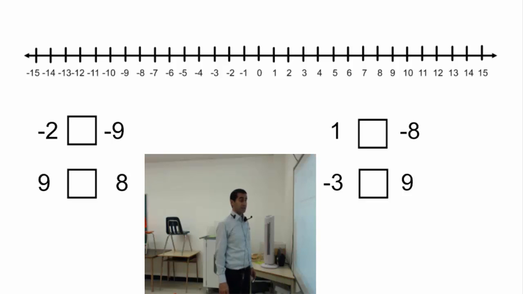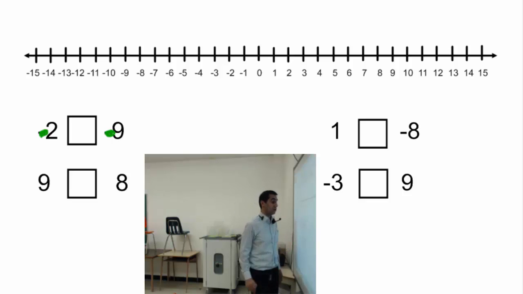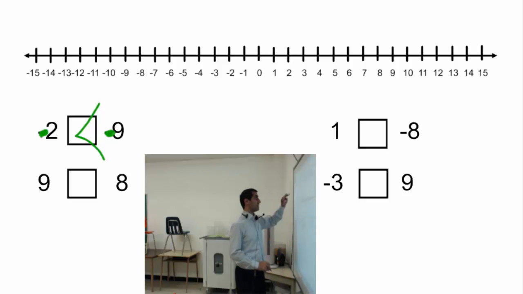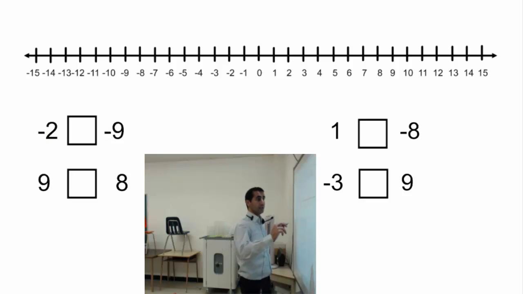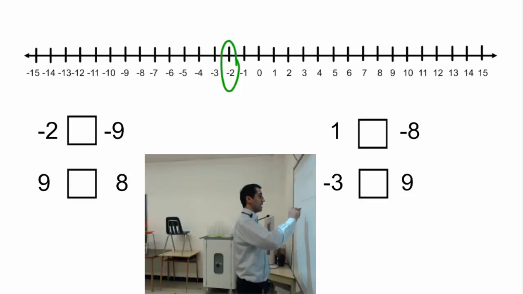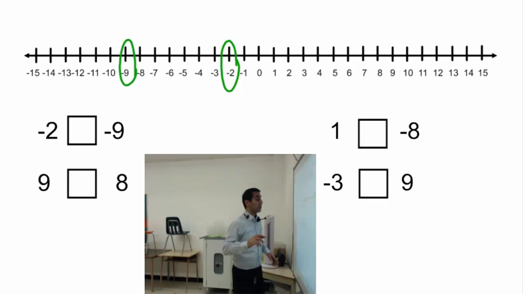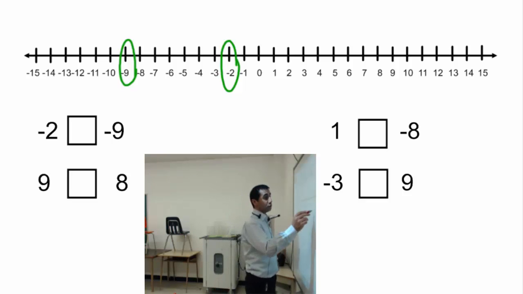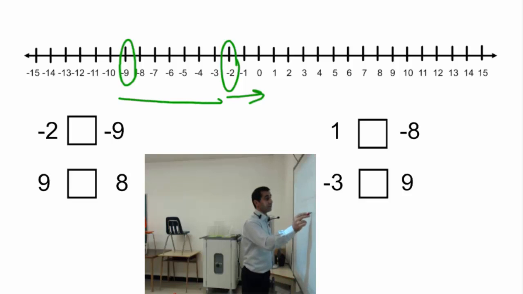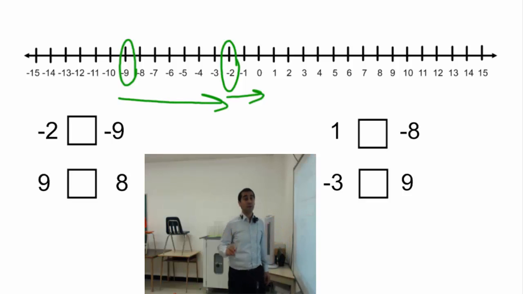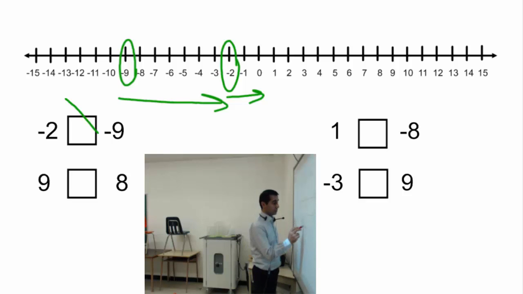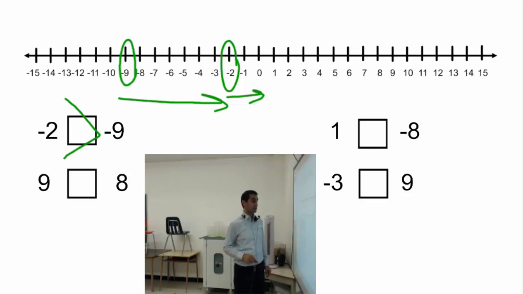Minus 2, minus 9. If we didn't have the negative signs here, if it was just 2 and 9, just positive regular numbers, I would say yes, 2 is smaller, less than 9. But we have the negative signs here, minus 2 is here, minus 9 is there. So when you have the negative sign, it's opposite. This time, minus 2 is closer to 0, on the right side of minus 9, it is the one that's bigger, that's greater than minus 9. So I'm going to do greater than: minus 2 is greater than minus 9.